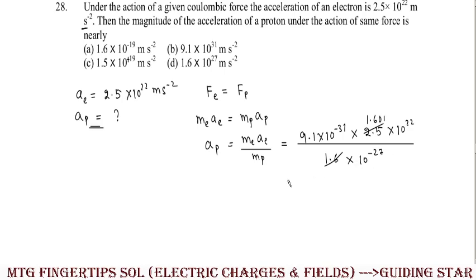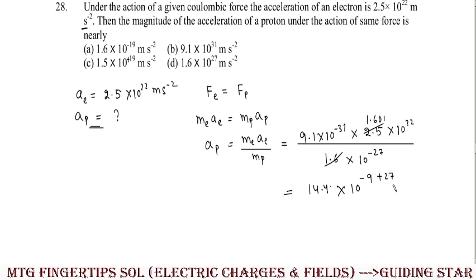So finally, this particular value, if we calculate, approximately 16 into 144, so it will be approximately 14.4 into 10 to the power minus 9. Okay, 14.4 into 10 to the power: minus 31 plus 22, so minus 9, and in the denominator it is minus 27, so it becomes plus 27.